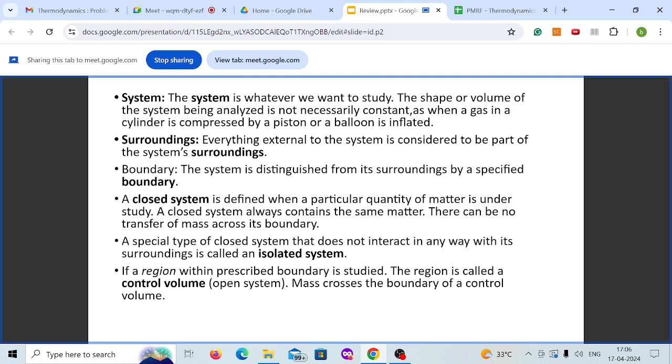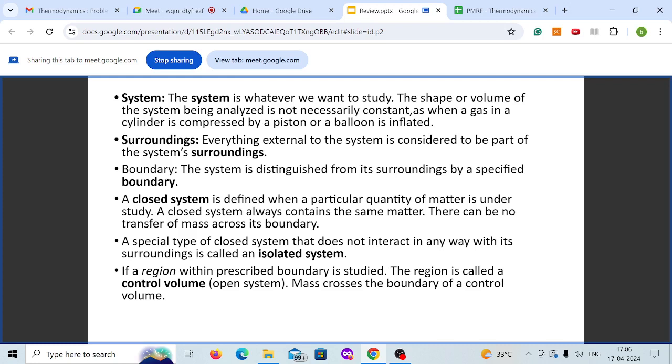To do that, we need to consider a system, or the matter. As told, thermodynamics is the study of matter. So there are some certain terms defined, and I'll just go over those terms briefly. System, as we have already seen, is whatever we want to study, and the shape or volume of the system being analyzed is not necessarily constant. As you can say, in a compressed cylinder your volume is changing, but the mass is constant.